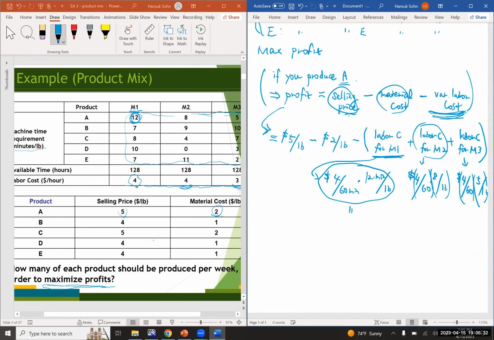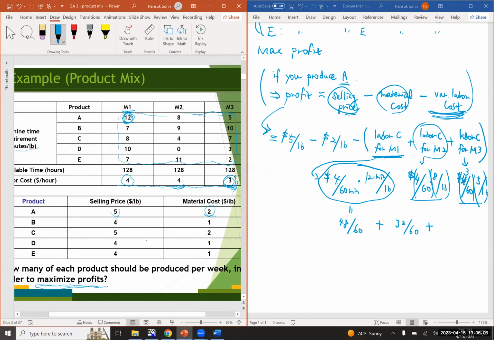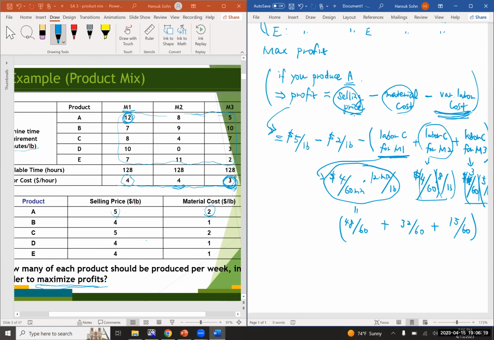And then how much is that? That's going to be 4 times 12, 48, divided by 60. And what about this? 32 divided by 60. This one, oh, I think this should be 3, right? Because here it's $3. So it's going to be 3 instead of 4. So it's going to be 15 over 60. So that's the labor cost.